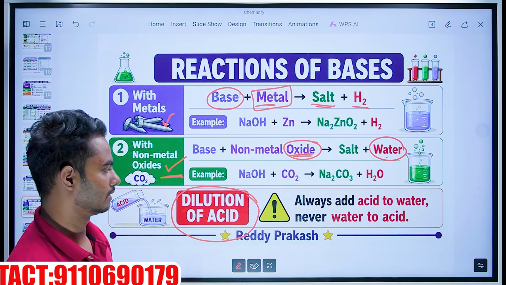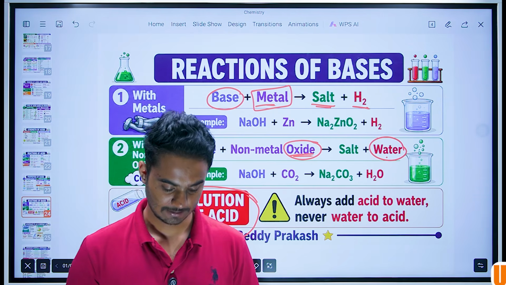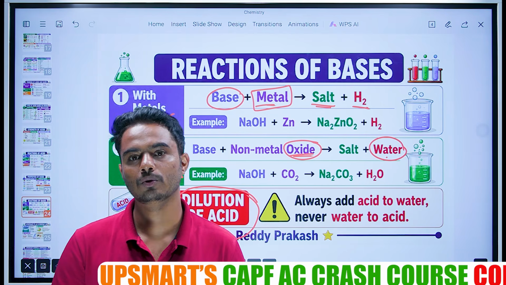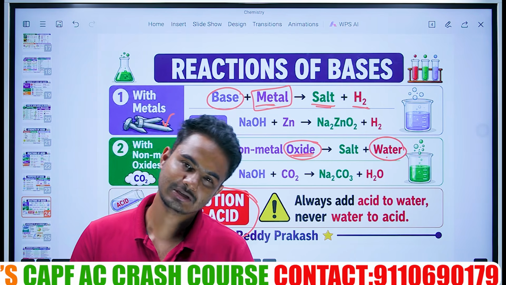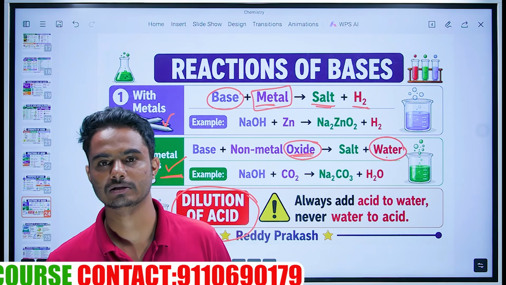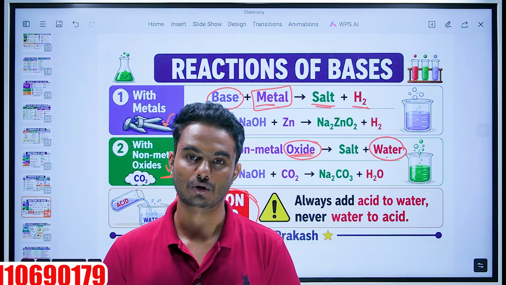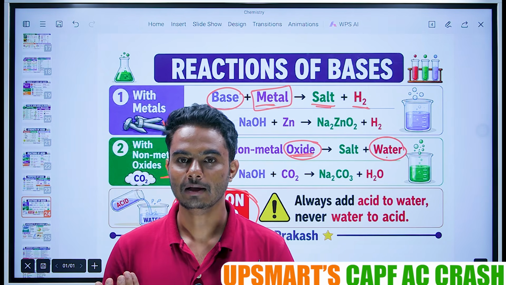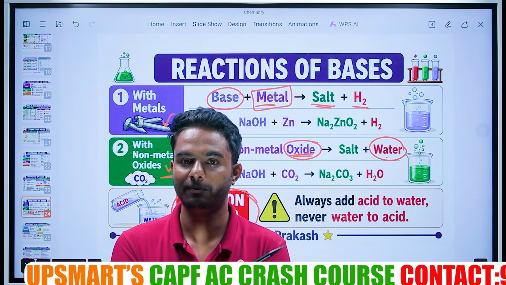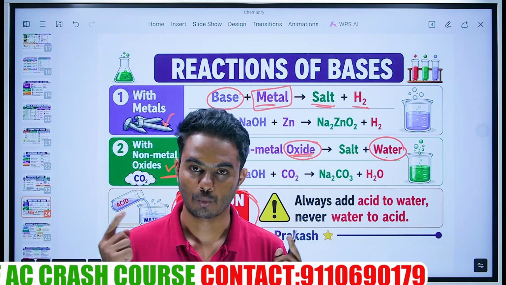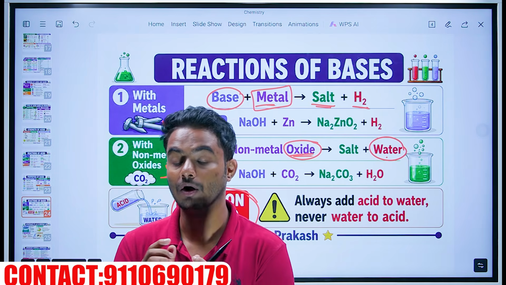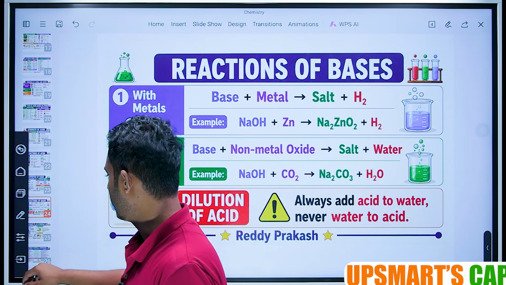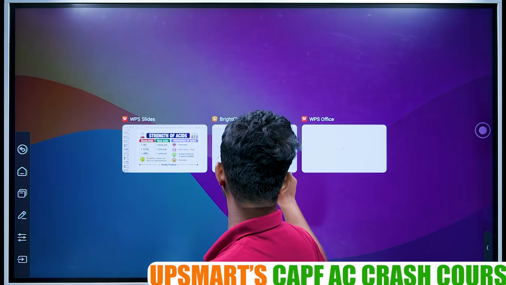Next, dilution of acid. What is dilution of acid, sir? You would have gone to chemistry labs in school, at least 8th, 9th, 10th standard. There will be a situation where you should mix water with an acid. Water and acid should be mixed. For better clarification, I'll take a whiteboard and explain clearly.